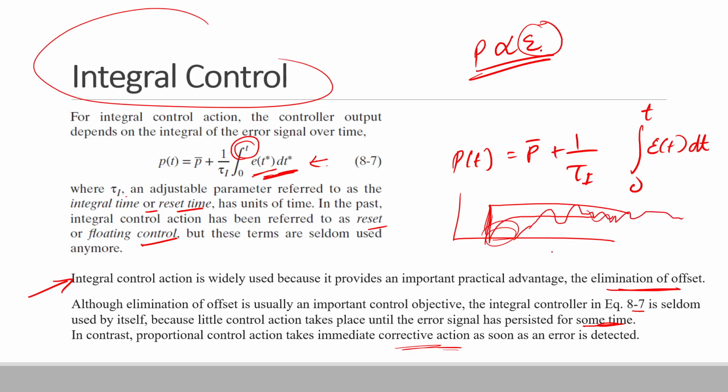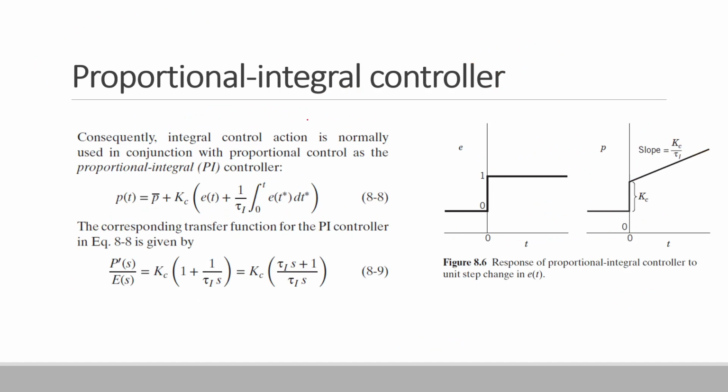and only then will it try to take the control action. So in most scenarios, we use the combination of integral control action with another controller. That is, we use the proportional controller with an integral controller, and the corresponding output is the PI controller. It is shown by this equation: P bar plus Kc, the controller gain from the proportional controller, plus this term, which we obtained from the integral control action.